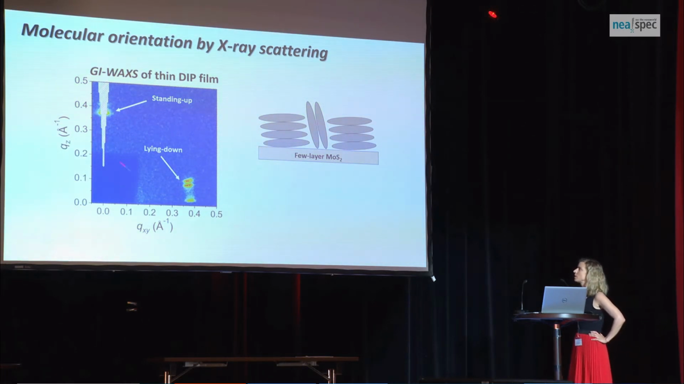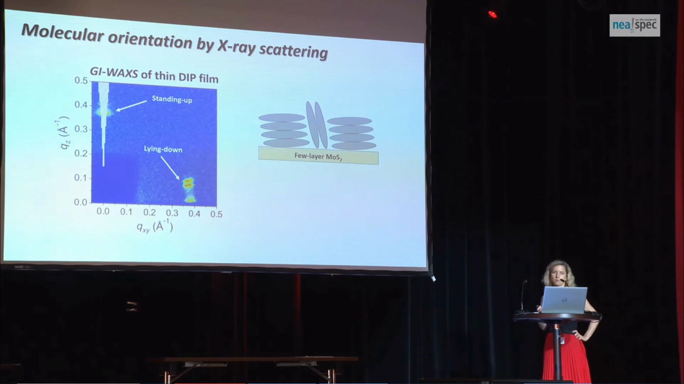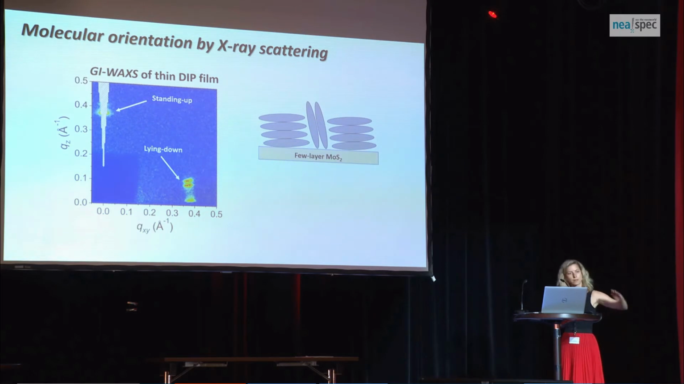For those of you who are not familiar with X-ray scattering, in this geometry we use very small angles between the incoming X-ray light and the substrate, typically 0.2 degrees. And with this technique, we are very successful in obtaining the molecular orientation. As you can see here, this diffraction is typical for the lying down orientation of the molecules, but as we were scanning through the sample, an indication of a standing up orientation was also present.